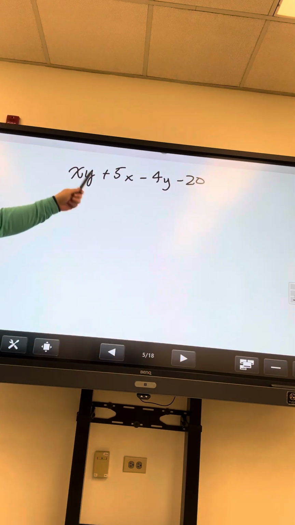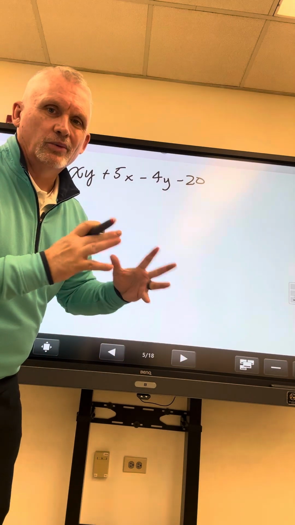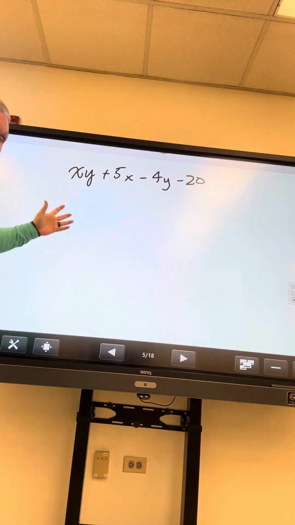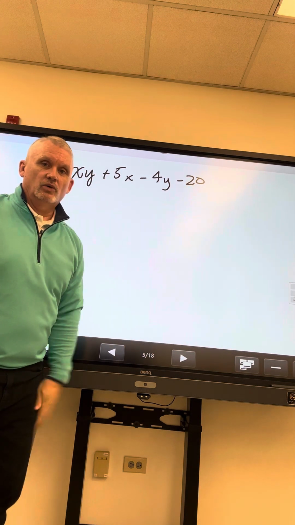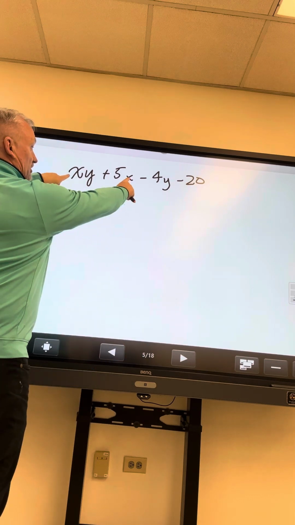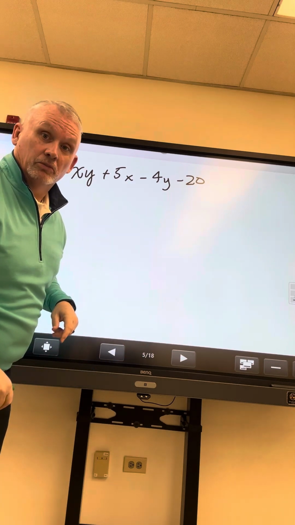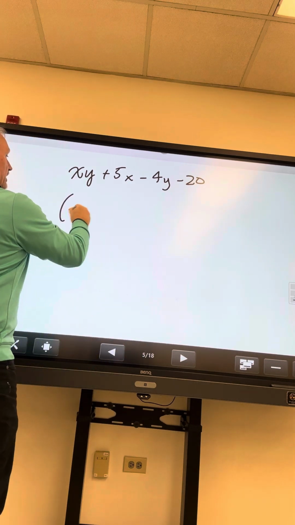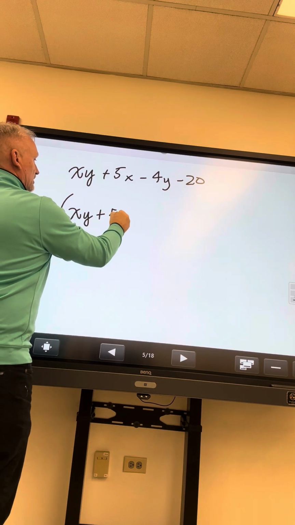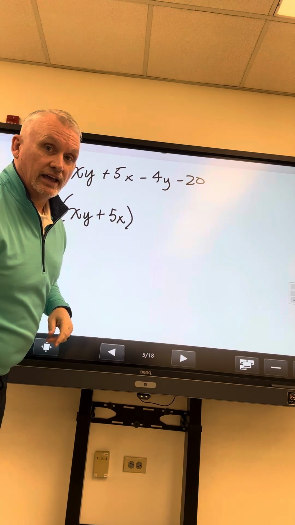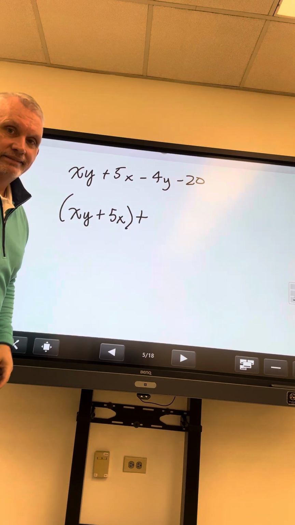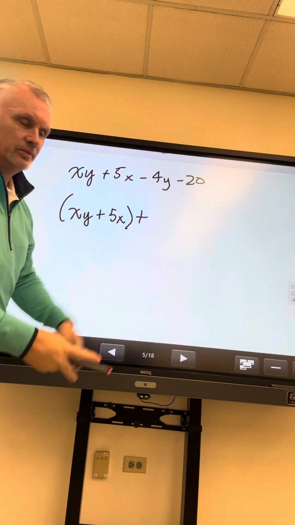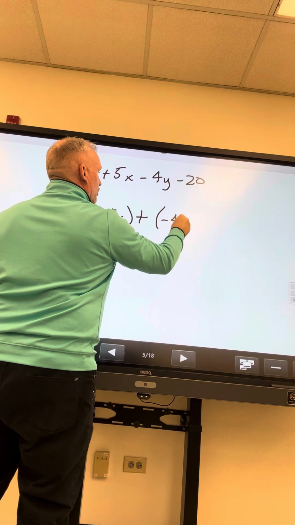Okay, so sometimes you have to rearrange them. This one, you don't. It's already there for us. xy plus 5x minus 4y minus 20. Notice, these have an x in common. Well, that's good. So I'm going to group them together. xy plus 5x. I said put a plus in the middle. Plus. Well, now, obviously, if you're grouping them, the last 2 are going to be grouped together. Minus 4y minus 20.